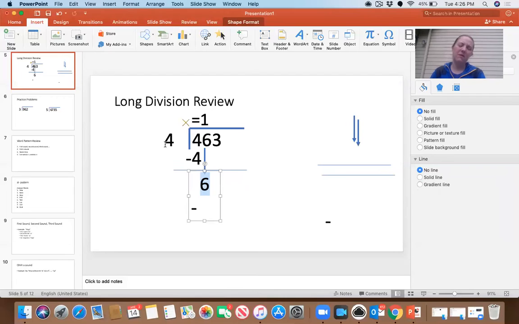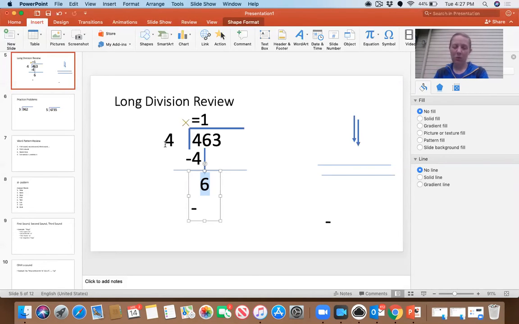So how many times can 4 go into 6? Well, 4 does not go evenly into 6. So think about your 4 facts. How close can you get to 6 with your 4 facts? Well, let's start with 4 times 1. 4 times 1 is 4. Can we get closer to 6? Well, let's go to the next one. 4 times 2 is 8.